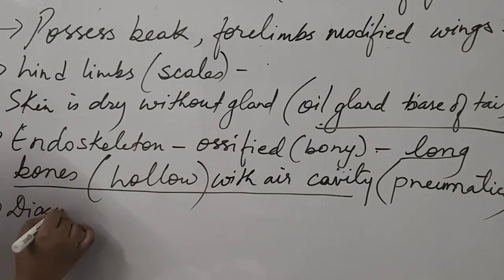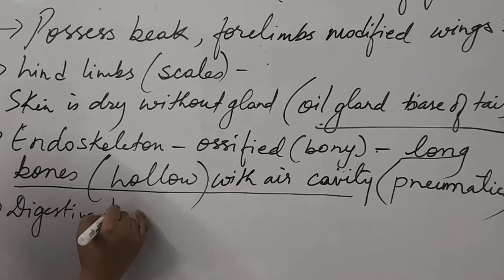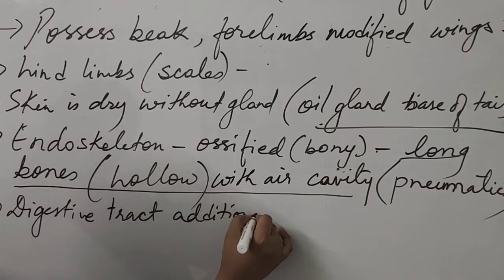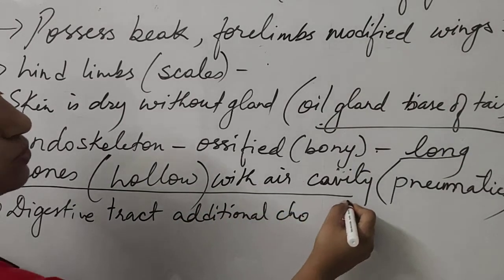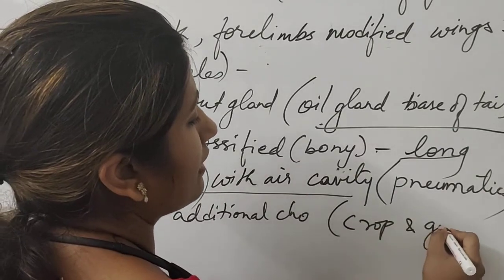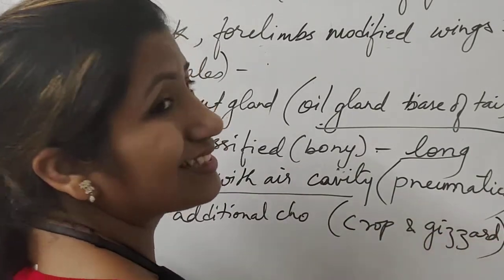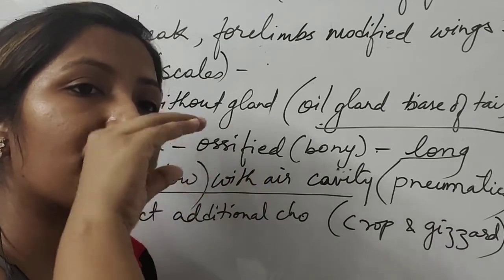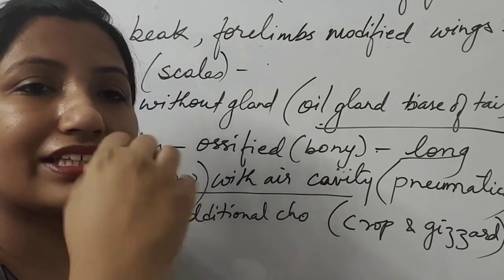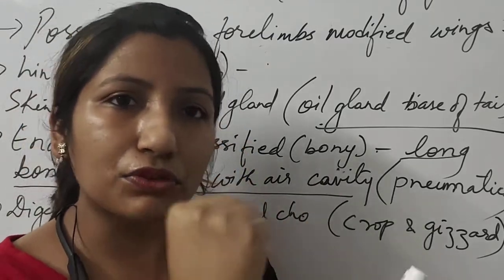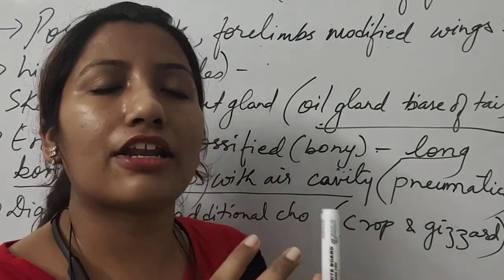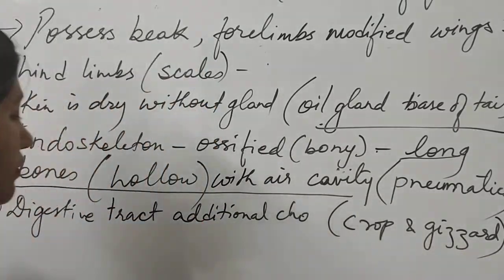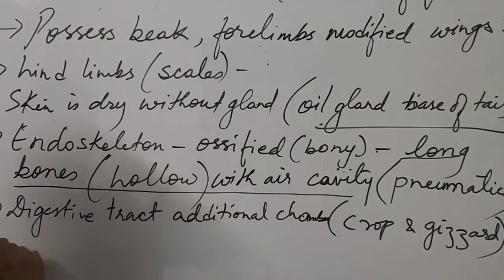Now, the digestive tract has additional chambers in case of aves. They have additional chambers known as crop and gizzard. Crop and gizzard is for grinding the food, since they don't have teeth. Okay, you can see that aves, birds, they have a beak to pick the food, but they don't have teeth to grind the food. Have you ever seen birds chewing their food or grinding their food? No. So that's why, since they cannot grind their food with their mouth, they have this special feature, that is crop and gizzard, for grinding the food inside the digestive tract.